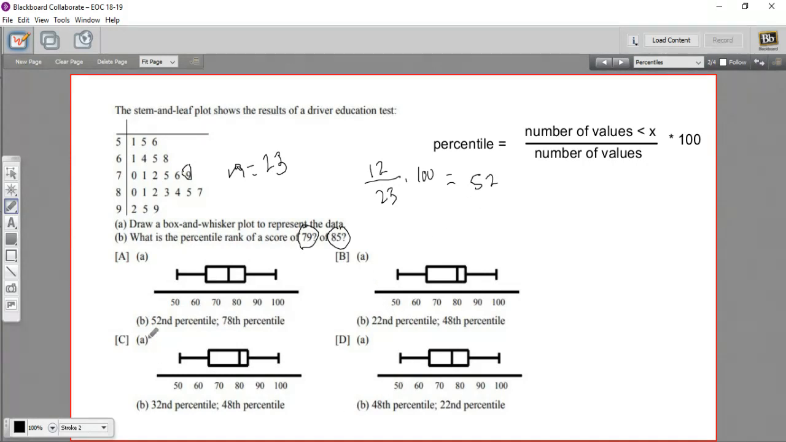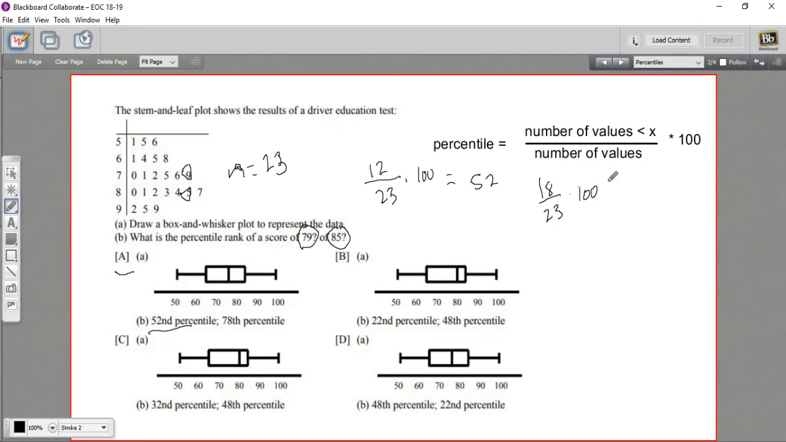And as I look at the answer choices, it looks like it's going to have to be A here because there's the 52nd percentile. But let's double check with 85. So the same process, we'd find 85. So here's our 80s, here's 85. And let's see, there's 1, 2, 3, 4, 5 that are equal to or higher than in this set of 23. So we're going to have 18 that are lower. And we're going to multiply that by 100. And let me just pull out my calculator on this one. So 18 divided by 23. And that is the 78th percentile.